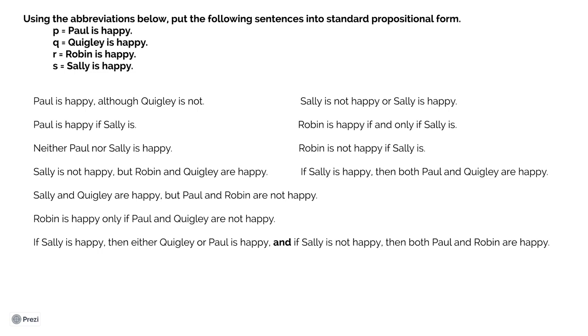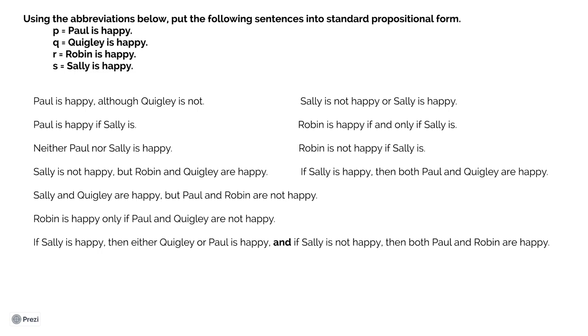Now, there's a little ambiguity here since we have this coupling. Sally and Quigley are happy. Paul and Robin are not happy. It almost sounds as though we should treat them as couples or sets. In this case, if we are talking about the condition or quality of their relationship, then we're saying Sally and Quigley as a set are happy. Paul and Robin as a set are not happy.